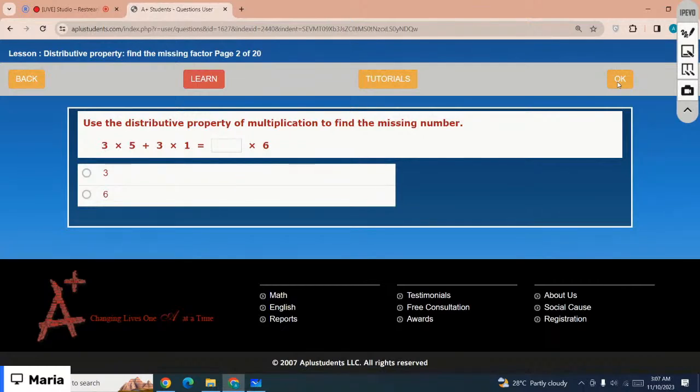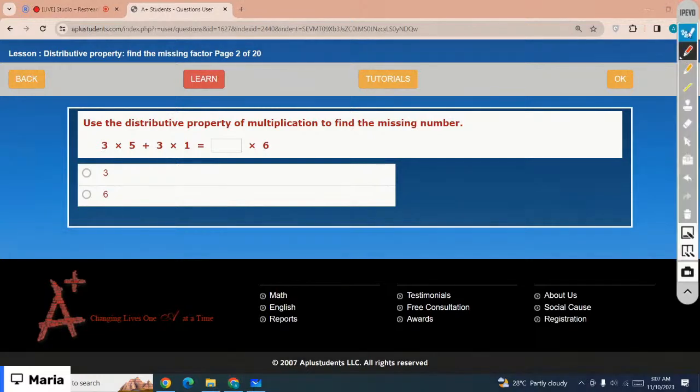Use the distributive property of multiplication to find the missing number. Just look at the examples carefully. I'm going to explain again, don't worry. Which number is missing? This is the distributive property: you have to relate A times (B plus C), which equals AB plus AC. That is the distributive property.